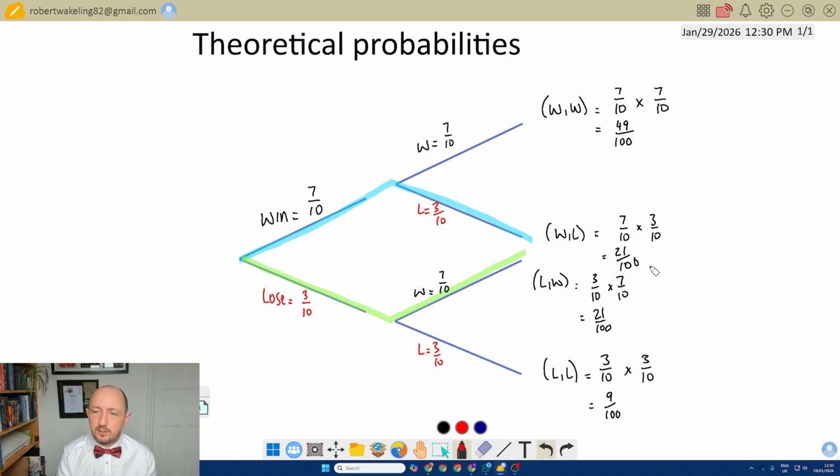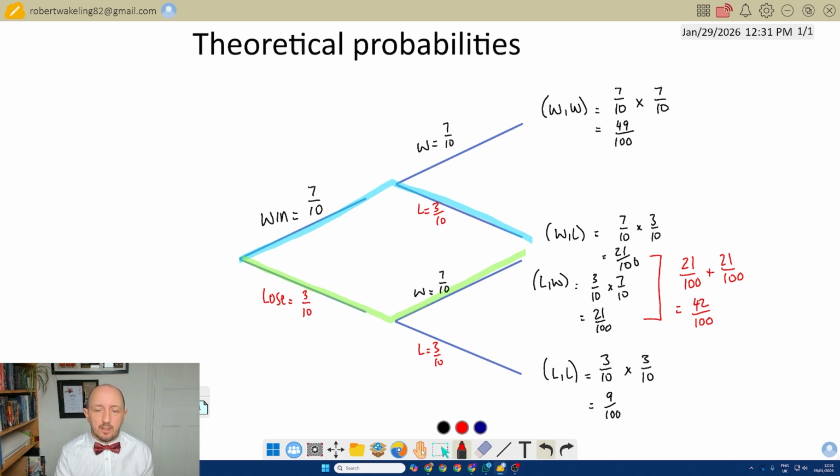Now we need to add these 2 together because these 2 branches are the ones that we want. And this is where a lot of confusion happens because students try to add as they go along the branch, but that will put you over 100% or 1. Okay, so we multiply as we go along, and then if we need multiple branches, we add them at the end. So 21 over 100 plus 21 over 100, they have the same denominator, so 42 out of 100. And we can cancel that down, etc. But the main point is we're adding the 2 branches that we actually need.